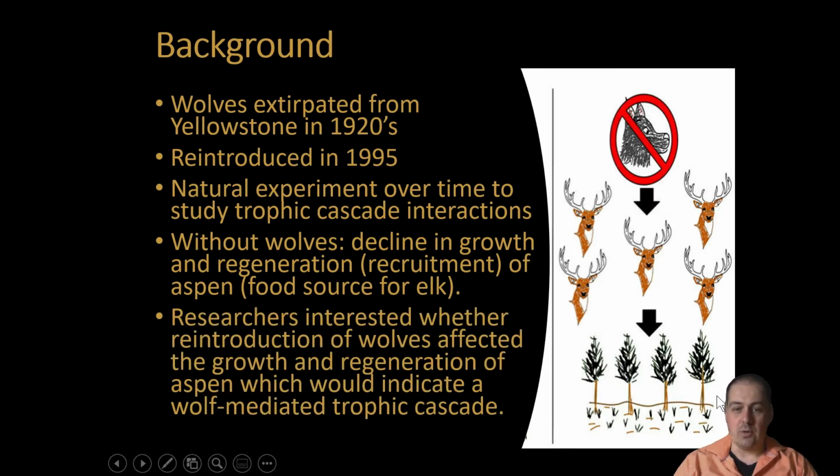So the question that our researchers are interested in, and you are going to be interested in as well, is whether the reintroduction of wolves in 1995 affected the growth and recruitment of aspen. In other words, because we're looking at wolves and the effect on aspen, so non-adjacent trophic levels, did a trophic cascade occur in this area?